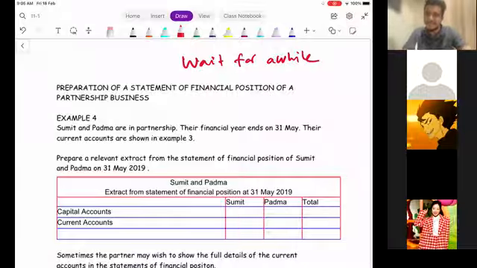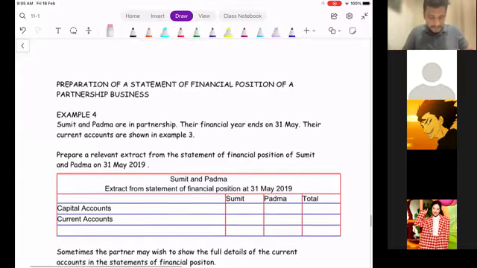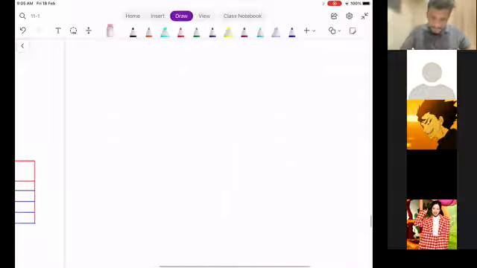Hi, good morning. Okay, today we move on to the last subtopic of the partnership, which is the statement of financial position. Let me recap what we learned in a partnership. The first thing that we learn is the theory part, the introduction.